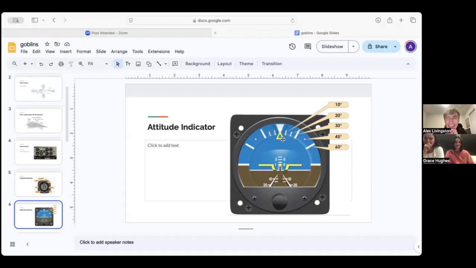Right. So all these lines are degrees. You want to have max 45-degree banks. So that's like the right tilt here. Yes. And so it's like your attitude because you're tilted up or something. Exactly.